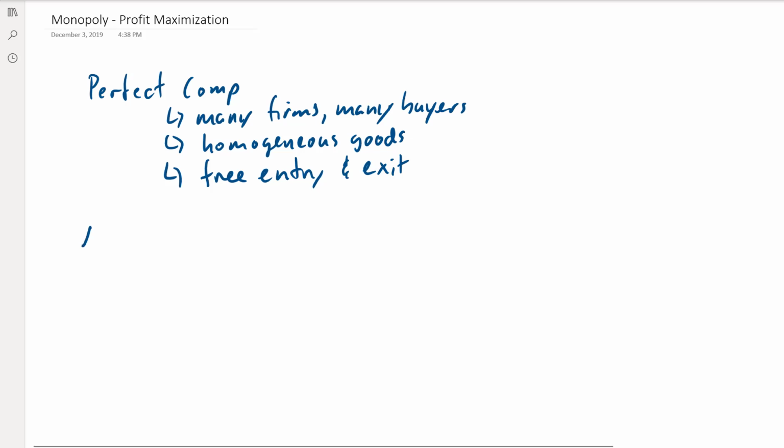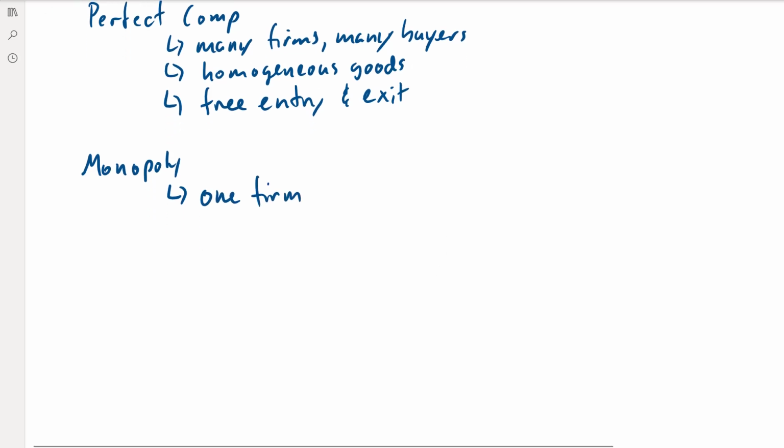This is different than monopoly, where there's just one firm. Scroll down a bit, and there are barriers to entry. And in class, we talked about different types of barriers to entry, whether it's ownership of a resource, whether it's like a government-imposed monopoly, whether it's a natural monopoly, etc.